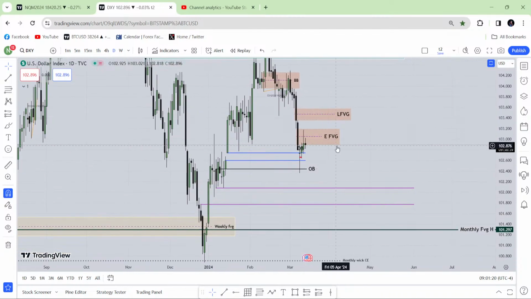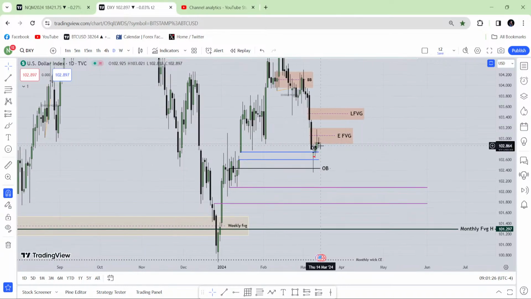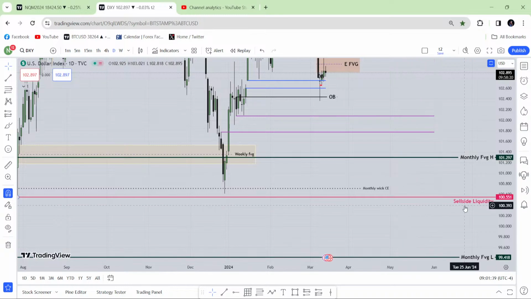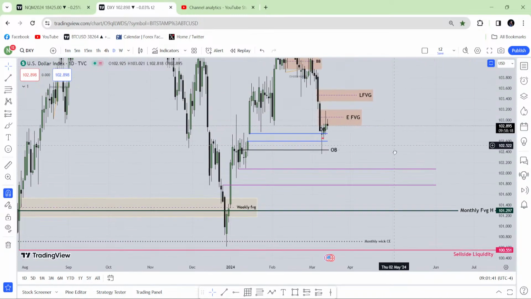So if you remember, this is that entry fair value gap. This is the last fair value gap from the daily chart. Our expectation was the market will go lower, at least until that weekly fair value gap. That was our initial target. Then the sell side liquidity is our extreme target.